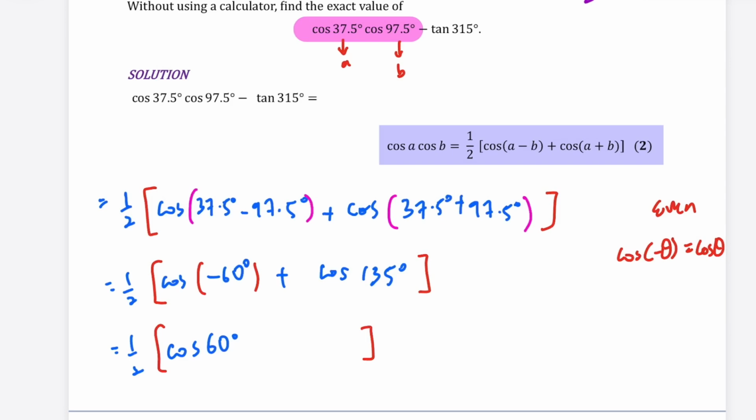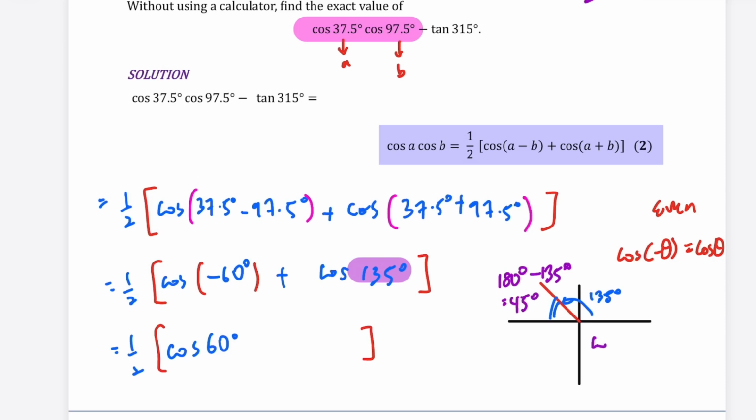However, to solve for cos 135 degree, we need to use a reference angle because 135 is not an acute angle. So 135, where are we right now? We are here in the second quadrant. Second quadrant here is 135 degree. So now let's find our reference angle. 180 degree minus 135 degree. So this will be 45 degree.